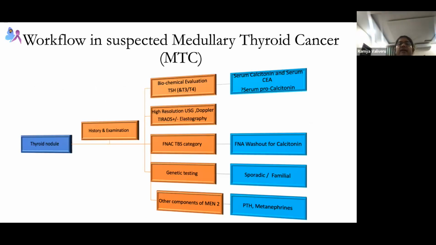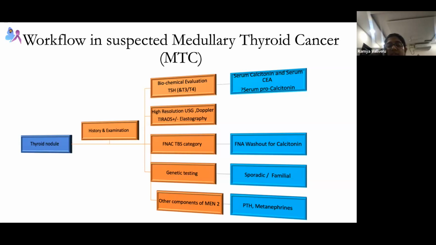Like any other thyroid nodule, there is a workflow we follow for MTC as well. Whenever there is a patient with a thyroid nodule, we do history and examination, then biochemical evaluation of thyroid function. For imaging, we use high-resolution ultrasonography, Doppler, and give a thyroid score. If available, elastography can help clinch a suspicion. Then we do a guided fine needle aspiration and look at the Bethesda category.